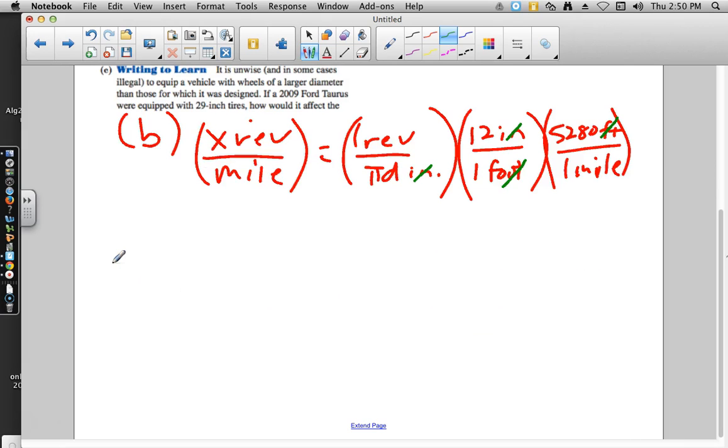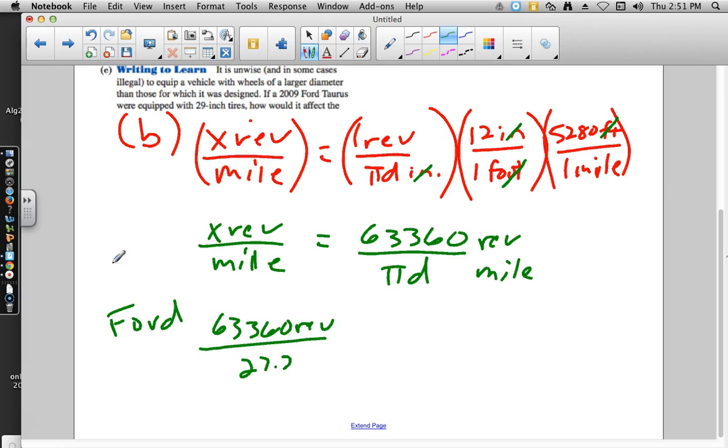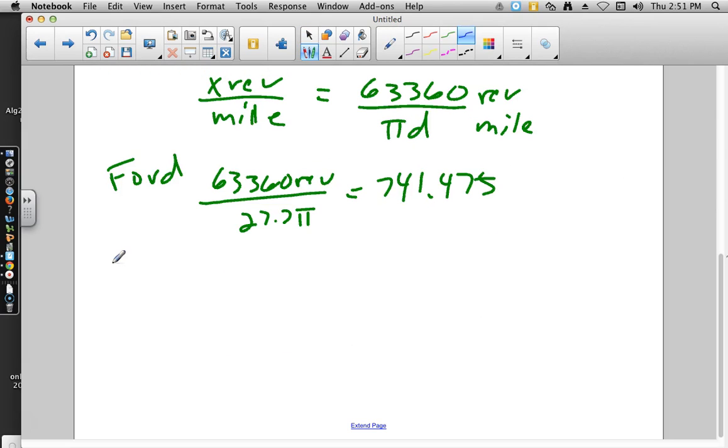So this really becomes a formula when we say, all right, everything over here is leading up to this revolutions per mile. Well, on the top, we'd take 1 times 12 times 5,280, and that would give us 63,360. And on the bottom, we'd have pi d, and this is definitely revolutions per mile, as we can see by the labels. And so this formula, using just pi d generically, allows us to compare all three of the types of cars. We just need to look at the Ford and the Mariner, but this would give us an idea of how to deal with all of them. So for the Ford, we would have 63,360 revolutions divided by 27.2 pi, and that gives us 741.475. And then we do the same math, but with a different diameter for the Mariner.